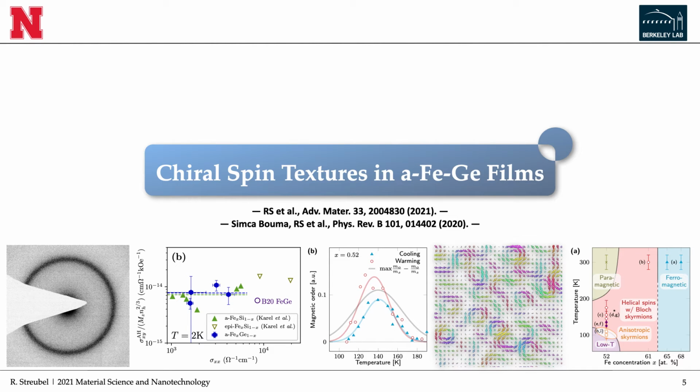From this starting point, we then further wanted to altogether remove interfacial effects and really think about bulk materials where it is all about the local inversion symmetry originating from disorder in amorphous iron germanium thick films. And I would like to guide you to those two very interesting publications, one in Advanced Materials, which I will talk about, as well as the Physical Review B, which was led by Sim Kabuma, focusing mainly on the transport properties, which is also highly interesting.